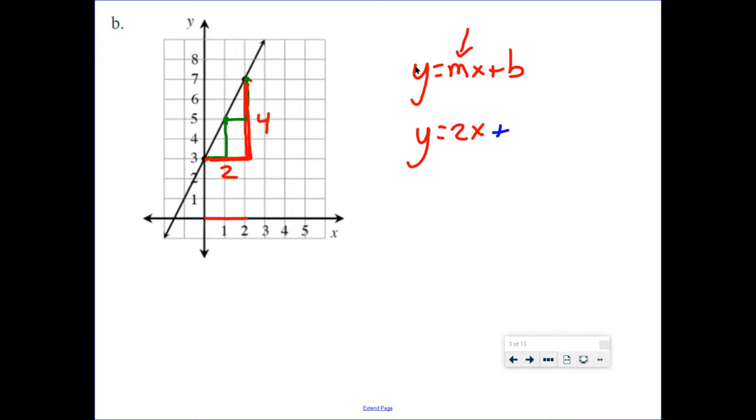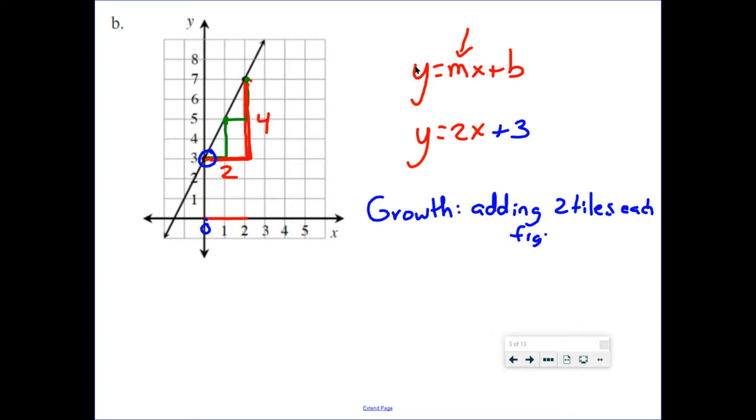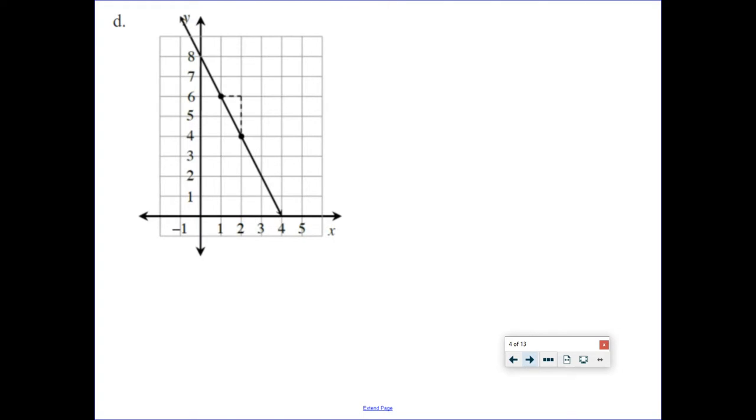What is b? My figure is 0. Figure 0 is here, go here, it is 3. That is also my y-intercept, so 2x + 3. So my growth is adding 2 tiles each figure, and figure 0 has 3 tiles. Okay?